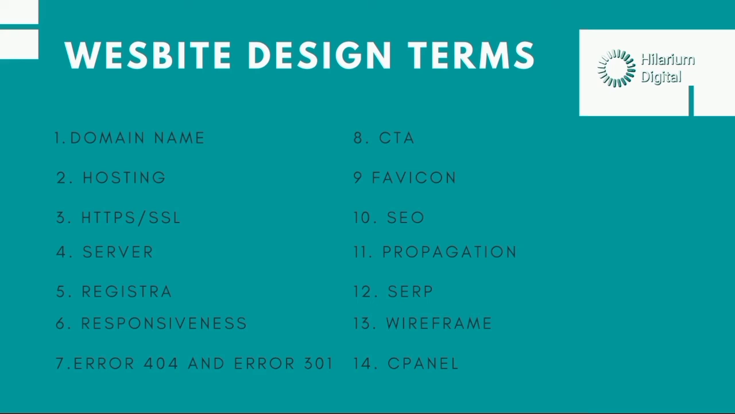Error 404 is an error message you get when the page somebody is looking for does not exist. So error 404 is mostly when somebody mistypes a website, a domain name or a URL, or that page actually does not exist. Then error 301 is a redirect, when the link you are trying to open, the page you're trying to locate, has been redirected.